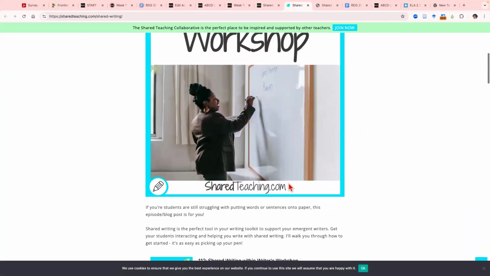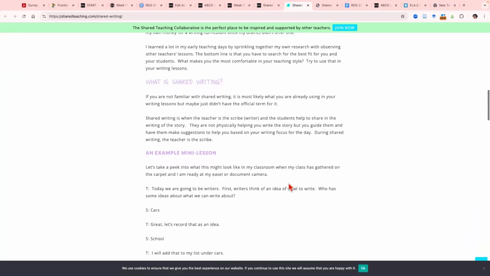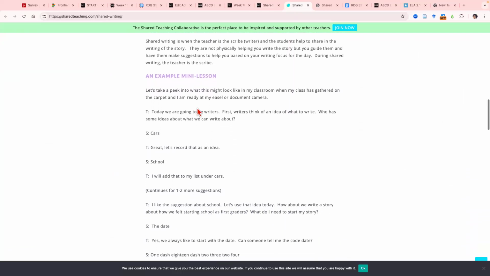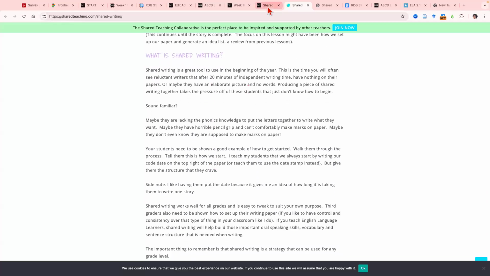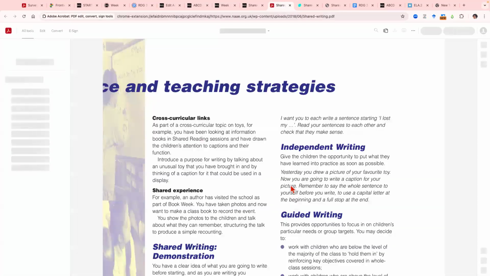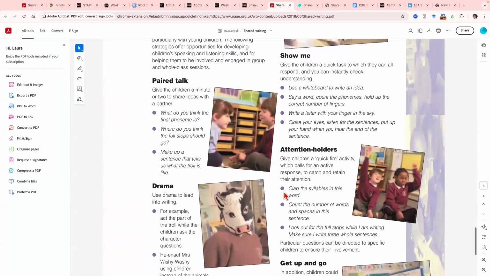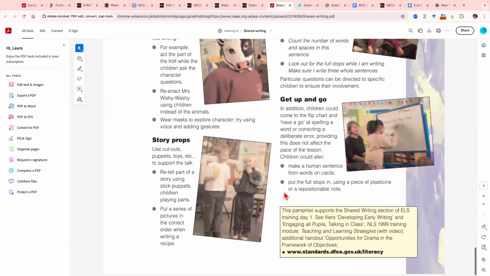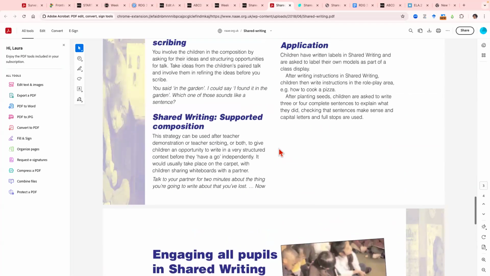This is going through the steps and helps you get your head wrapped around what shared writing is, and it gives you an example of a mini lesson so you can start to shape your thinking around it. And then there's another one here as well. These aren't meant to take up a lot of time, but they are meant to give you some background information and help you be more successful on your tasks. This one's a little bit longer.